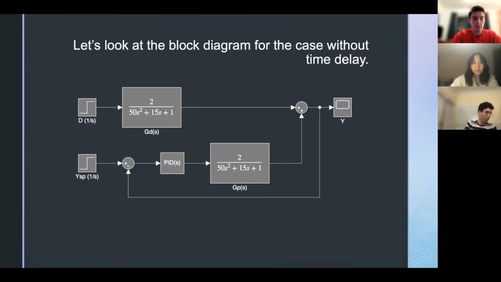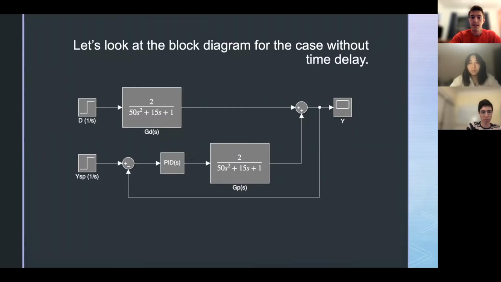On the bottom here, we have our set point, which again is a unit step. So the Laplace domain makes it 1 over s. And here is where we have our feedback loop. So to begin, YSP will go through the PID controller, through the process transfer function. That will be added to the disturbance times the disturbance transfer function.